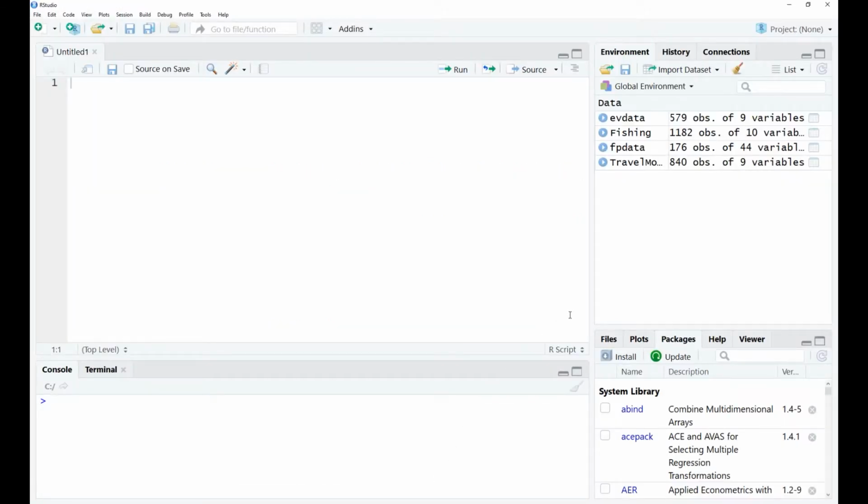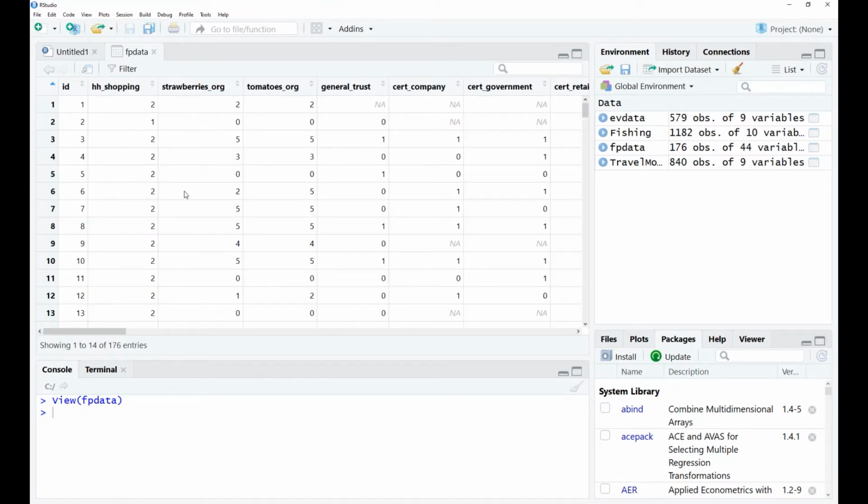So for this exercise, I have already loaded all the data that we need. The data that we are going to use in this exercise is called FP data. FP actually stands for frequency paper. This is how I called the paper, how I called the project. Now note that there are many other variables in the data, but what we are interested in right now is the variable strawberries_org. This is the purchase frequency of organic strawberries.